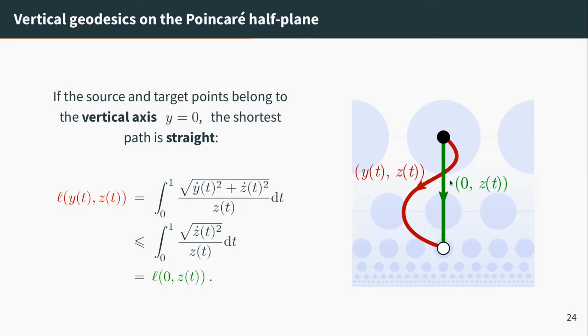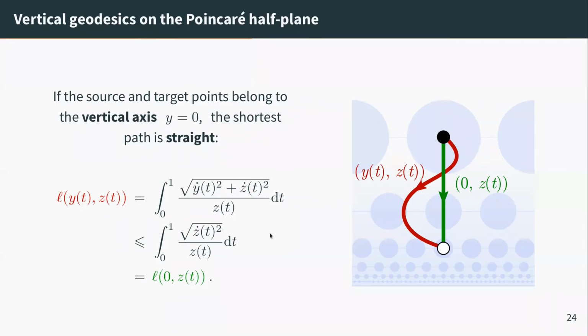And so that's why you can say that at least the vertical axis of the Poincaré half plane is a geodesic curve. Because whenever you have two points on this line, the shortest path is just to go straight, just because of this inequality here.